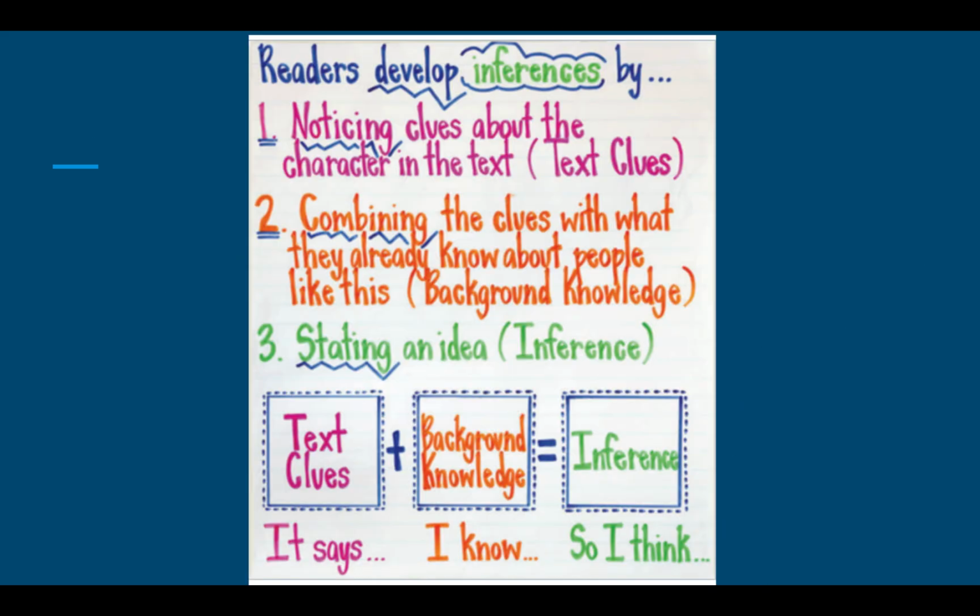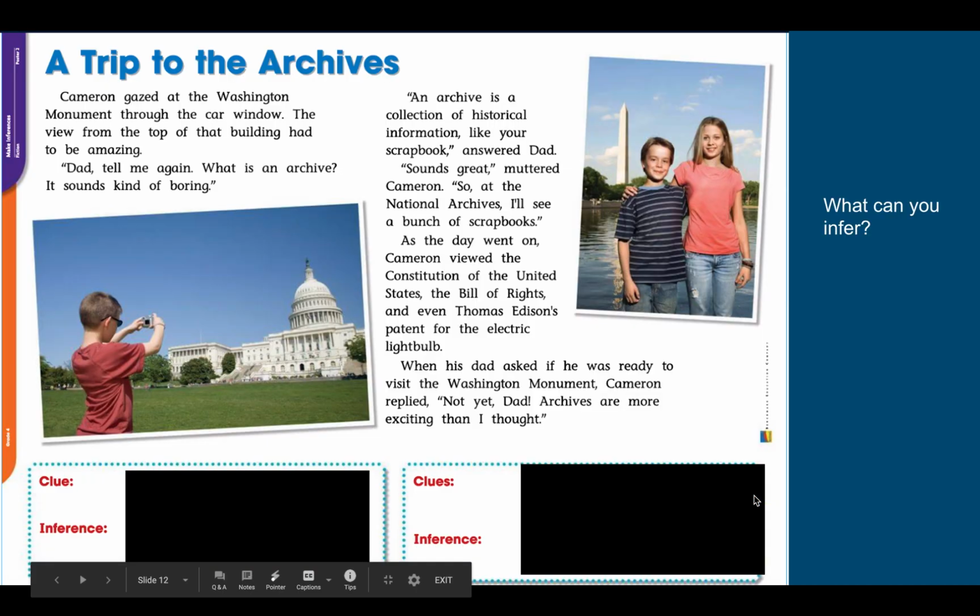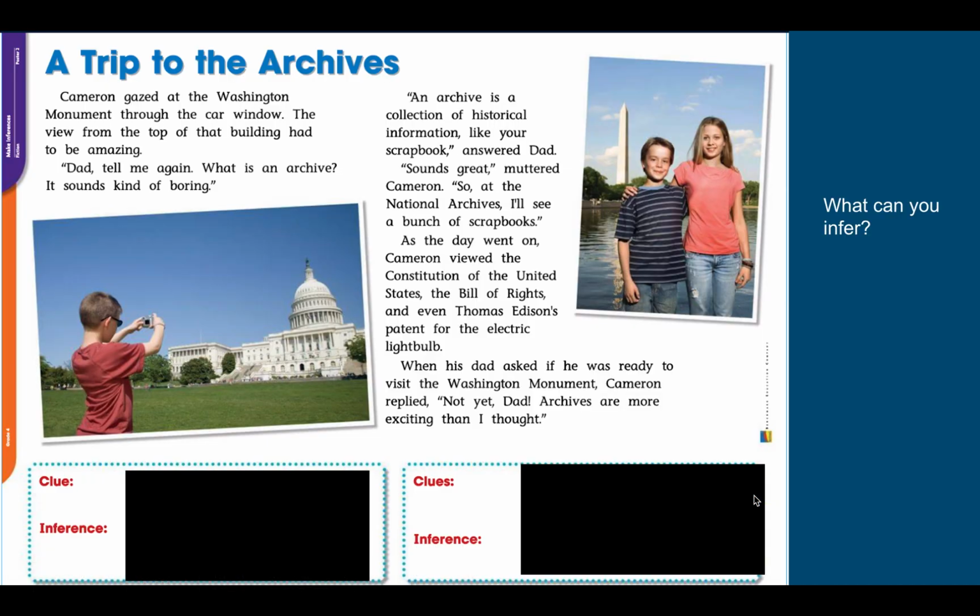Here's another little example that we can look at. Readers develop inferences by noticing clues about the characters in the text. So we're going to look for text clues today about our character. Then we're going to take those clues and combine them with what we already know, and then try to make an inference. So the text is going to say, we're going to use our knowledge, and we're going to think the inference is this. So here's the story that we're going to read. We're going to keep in mind when we get done reading this story, what can we infer?